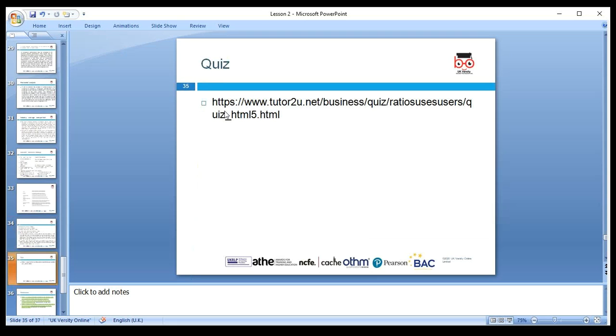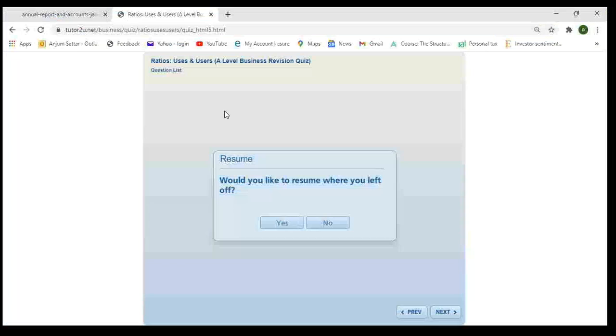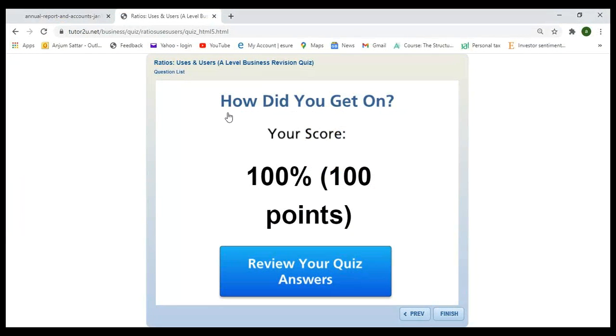Then I copied the link for you to do the quiz. What you can do is copy this link and use it in your own time. I'm not taking your test, but you can copy this and play with it. It tells you if you are right or wrong. This is all about the ratios. You can review it and even start it again.